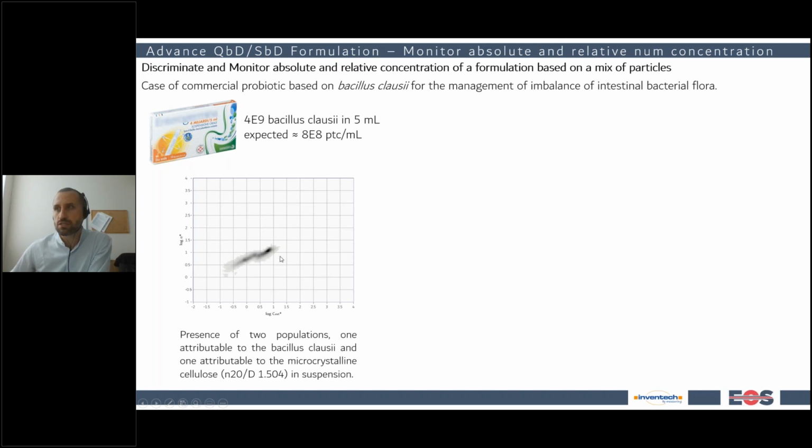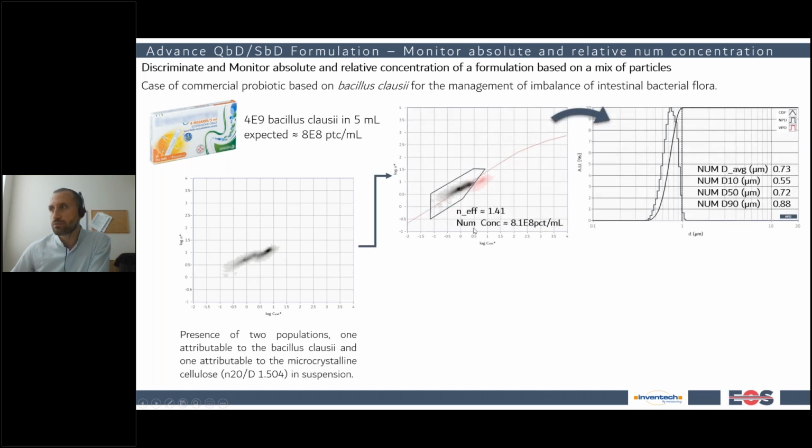So how can you manage this? You can select the first population. The first population is compatible with an effective refractive index of 1.41, which is close to the expected one for this kind of Bacillus clausii. And the numerical concentration of particles inside this closed area is 8.1 to the 8 particles per milliliter, which is the expected concentration of the Bacillus clausii. And moreover, the particle size distribution of the particles inside the closed area, considering the measured effective refractive index, is in agreement also with the expected sizes of this kind of corpuscles.